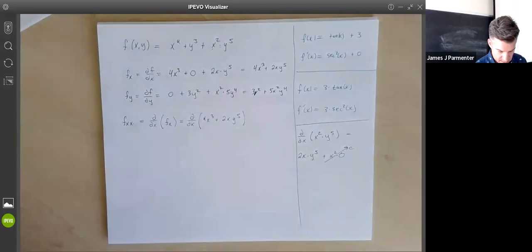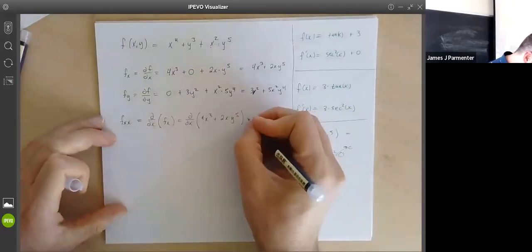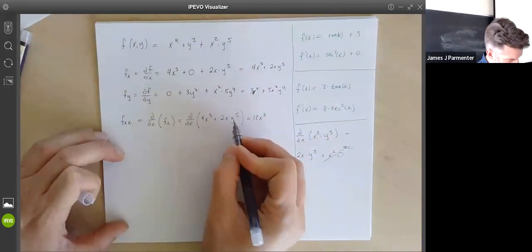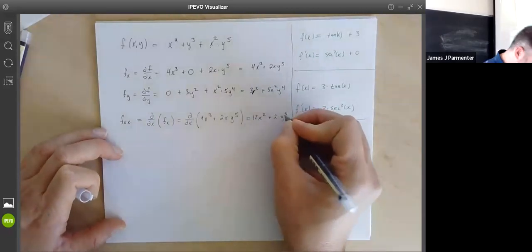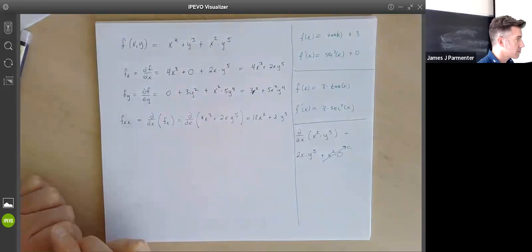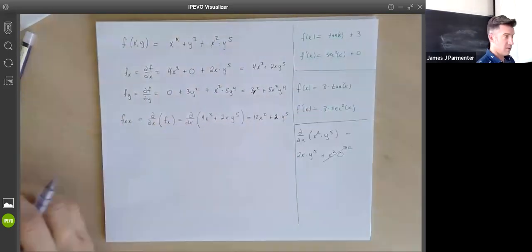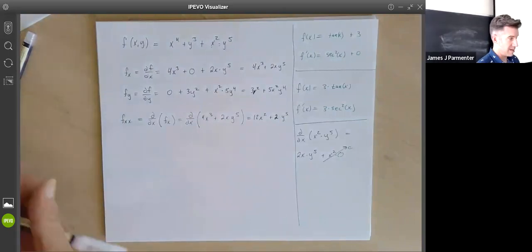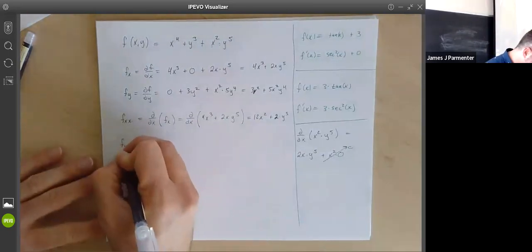So we're going to get, well, the derivative of 4x cubed is 12x squared. And the derivative of 2x times a constant is 2 times that constant. Right? The derivative of 2x is definitely 2. So the derivative of 2x times a constant is definitely 2 times that constant. Constant multiples just hang out. Let's find fyy.